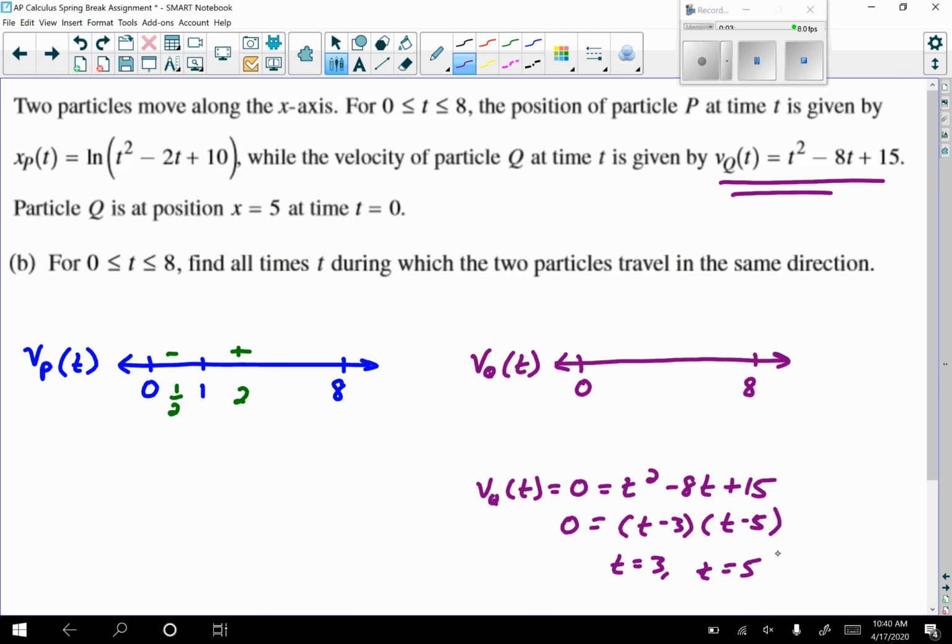So I'm going to go ahead and put these 2 values up here. We'll say 3 and 5, and then just test some values here. So I could test a 1, a 4, and then a 6.